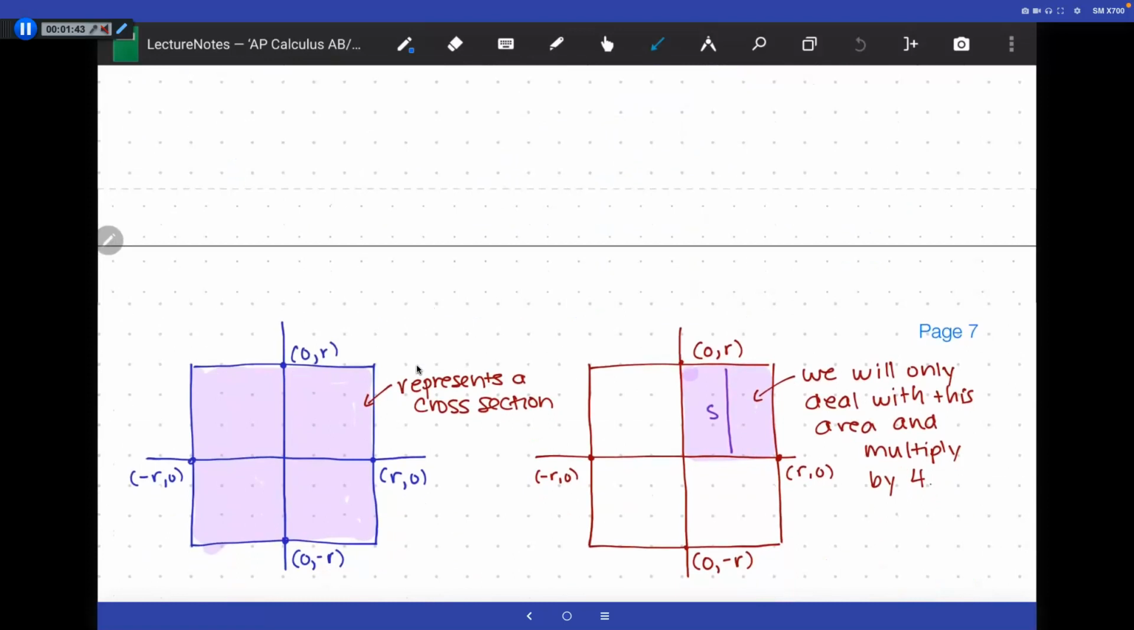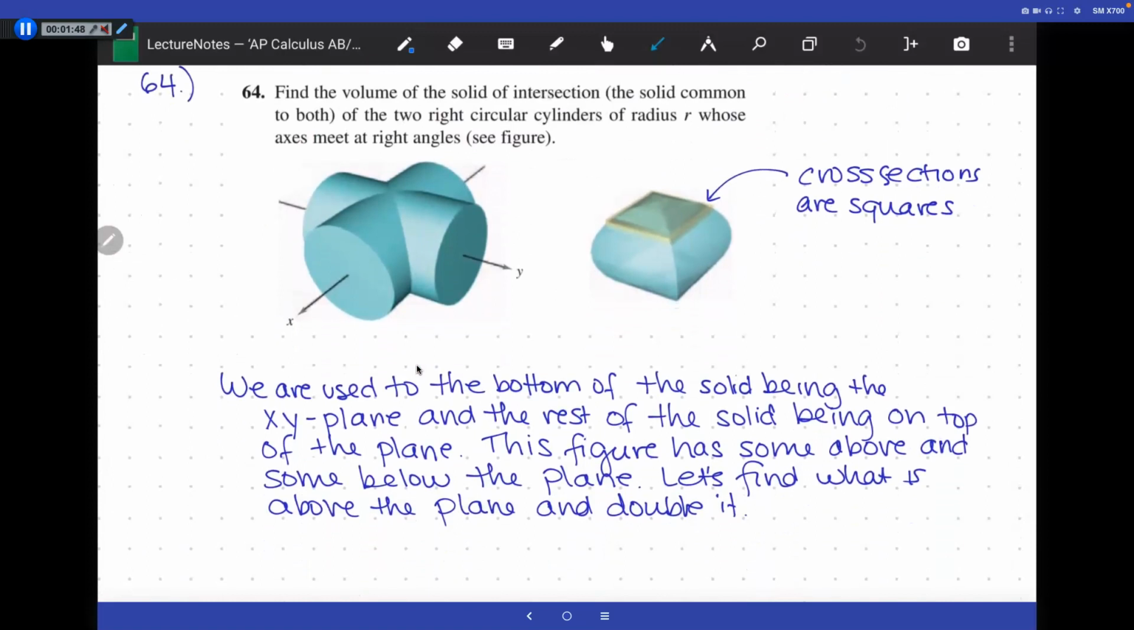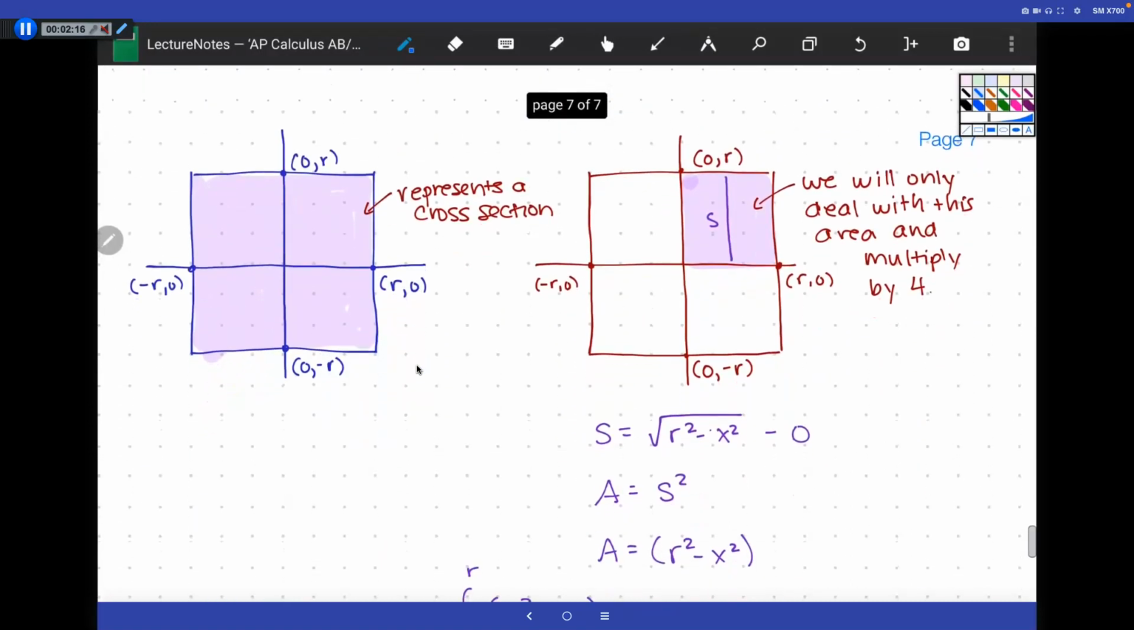So we got a cross section here, and really the thing also that's going on, like with these circles, these circles have the equation x squared plus y squared equals r squared. And if we solve for y, we get this thing. And so that's where I'm getting this from.